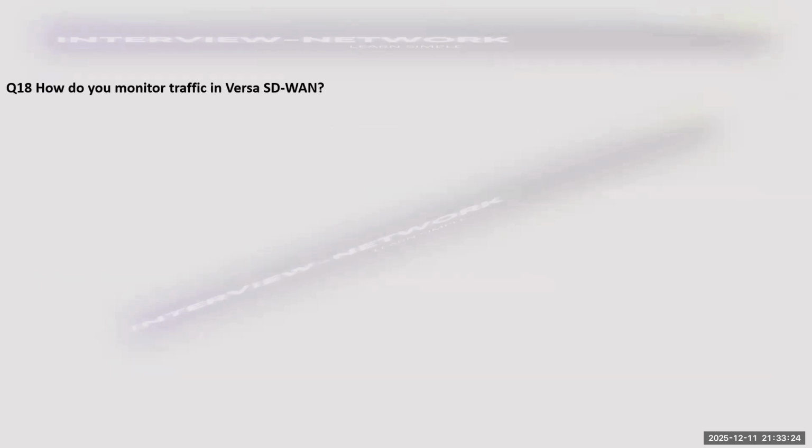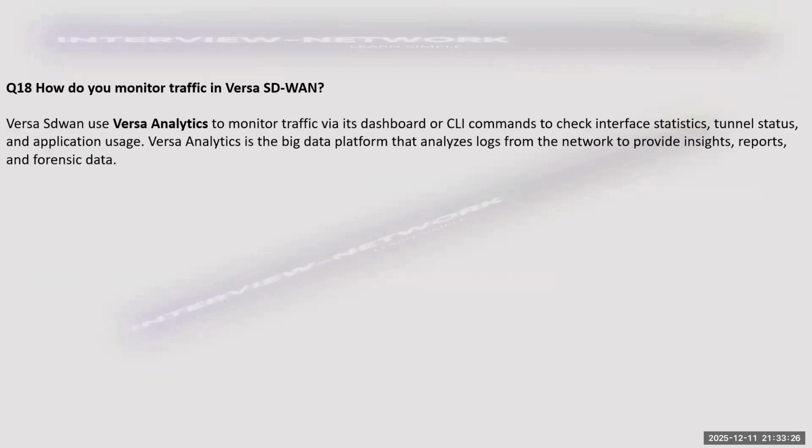How do you monitor traffic in Versa SD-WAN? Versa SD-WAN uses Versa Analytics to monitor traffic via its dashboard, or CLI commands to check interface status, tunnel status, and application usage. Versa Analytics is a big data platform that analyzes logs from the network and provides insights, reports, and forensic data. So what is the difference between Versa Director and Versa Analytics?